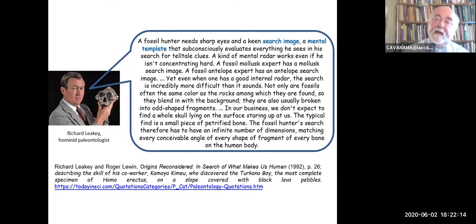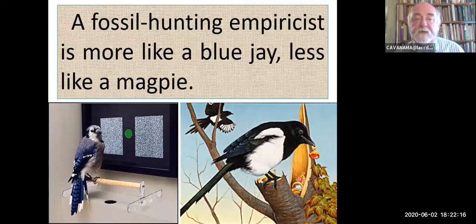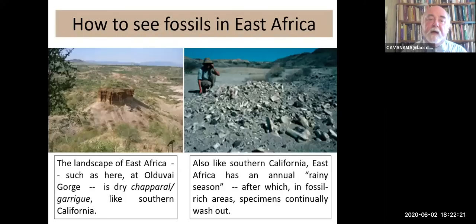What Leakey is saying, I think, is that a fossil hunting empiricist is more like a blue jay, less like a magpie. How do you see fossils? Well, the landscape of East Africa, and that's where we hunt fossils now, is dry chaparral, what they call garrigue in the Mediterranean. It's rather like what we have here in Southern California. Incidentally, it took us a while to work that out.